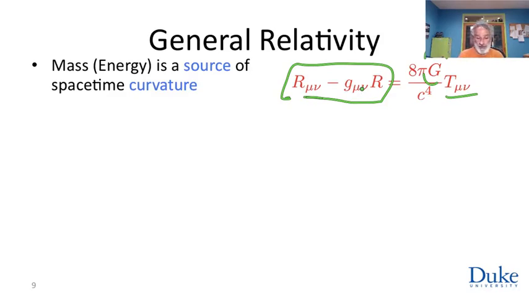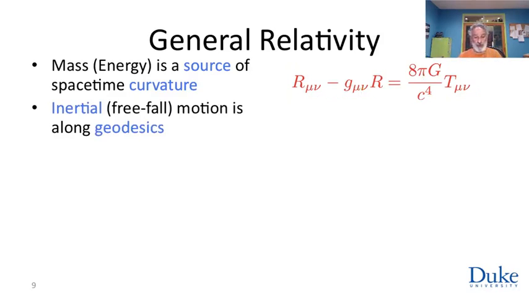One of the consequences of this equation is that inertial motion, the motion of objects under the influence of nothing but gravity, is along geodesics of this curved space-time that you obtain by solving the equation. So just as Maxwell's equations imply charge conservation, these equations imply energy momentum conservation, but also the fact that objects upon which only gravity acts move along geodesics of the space-time that has been created.